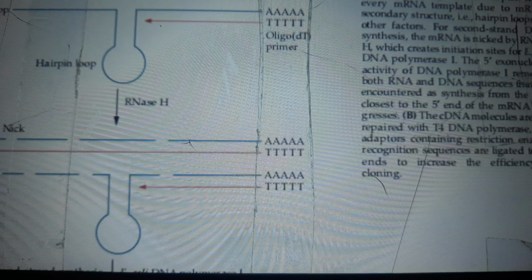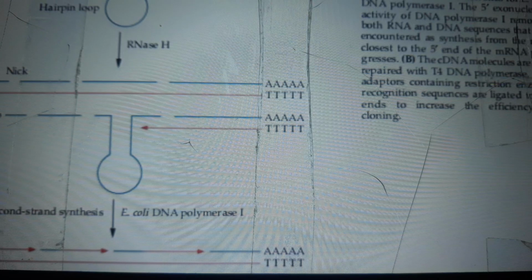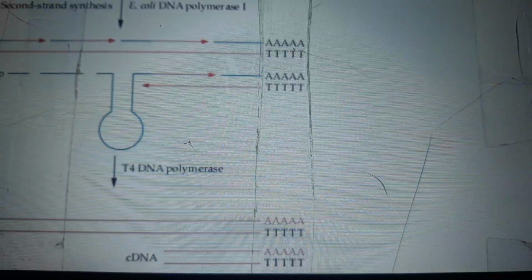For second strand DNA synthesis, the mRNA is nicked by RNase H, which creates initiation sites for E. coli DNA polymerase I. The 5' exonuclease activity of DNA polymerase I removes both RNA and DNA sequences that are encountered as synthesis from the nick closest to the 5' end of the mRNA progresses. The cDNA molecules are end repaired with T4 DNA polymerase, and adapters containing restriction enzyme recognition sequences are ligated to the ends to increase the efficiency of cloning. So take screenshots of this, and it should help you.